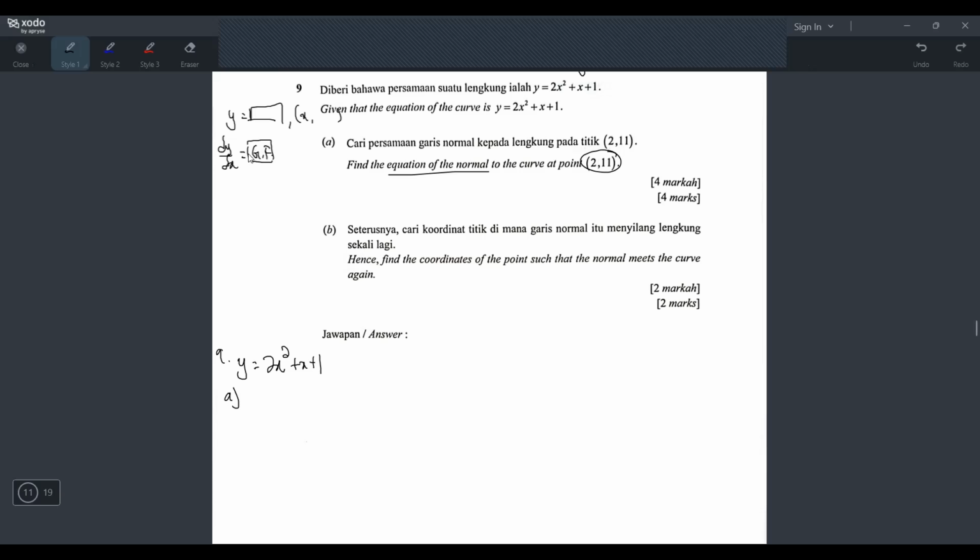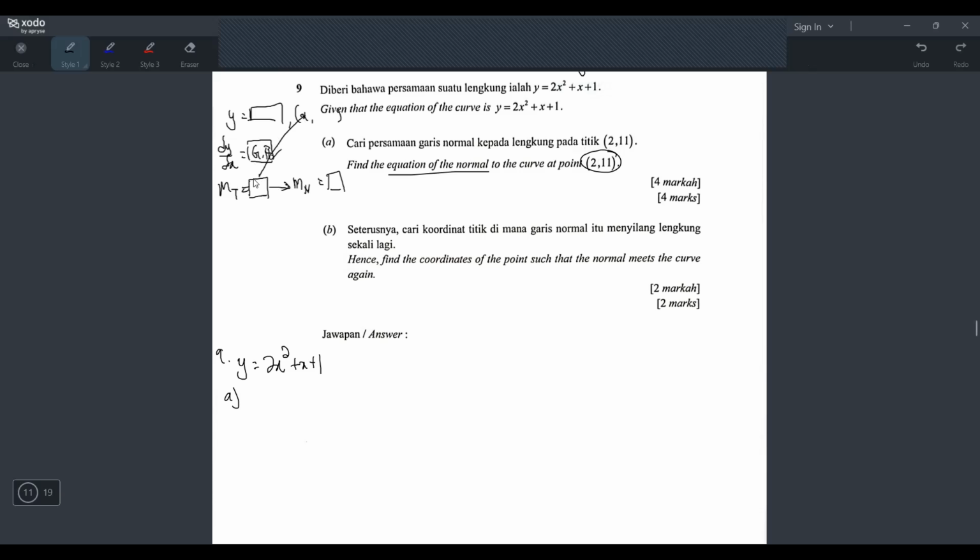But gradient function, how to convert gradient function to gradient tangent? By taking the x coordinate, substitute inside, right? Once you take those x coordinate, substitute inside gf, then you will get a value here, and this value we call it mt, right? But how to convert mt to mn? Mn means gradient normal. What you will do is you will terbalik and tukar tanda. Why terbalik? Why can terbalik tukar tanda?